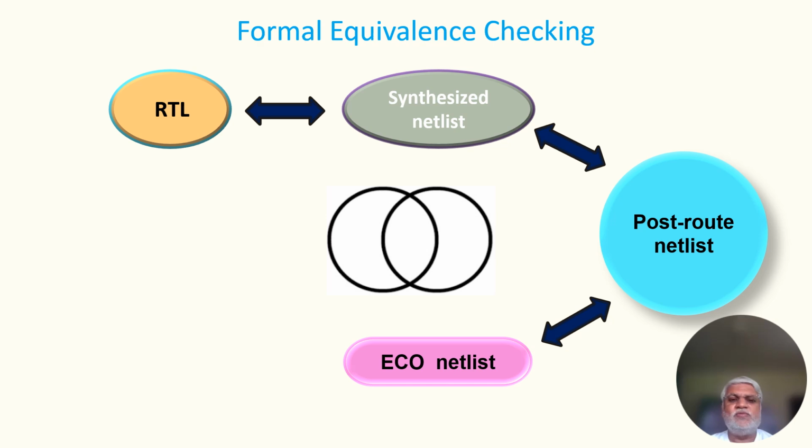How will we say that there is only one item? That means you need to bring in a formal verification tool to show as knowledge. So this is the knowledge we are bringing in. Thus we are proving that RTL to synthesized netlist they are the same, synthesized netlist to post-route netlist they are the same, like that the other two. By bringing in the formal verification tool knowledge, we are saying that these two items which appear to be two are actually one.